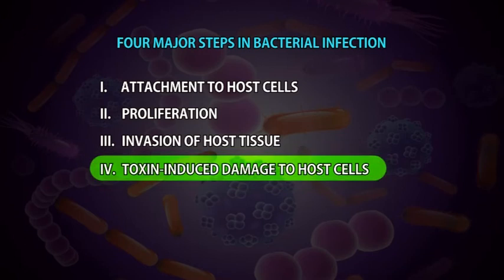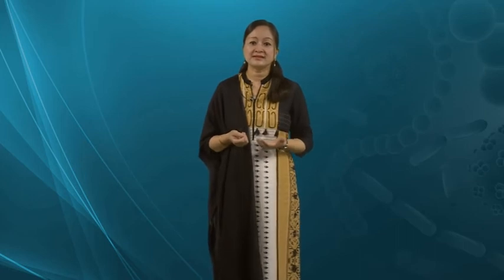Toxin-induced damage to host cells. Bacteria secrete many toxins that damage host cells. The host immune system secretes antibodies that can neutralize these toxins and render them inactive. Sometimes, disease is caused not by the bacterial pathogen itself, but by the immune response to the pathogen. Pathogen-stimulated overproduction of cytokines leads to the symptoms of bacterial septic shock, food poisoning, and toxic shock syndromes.